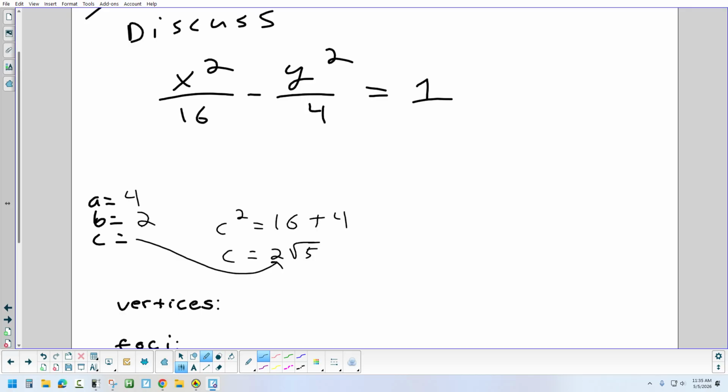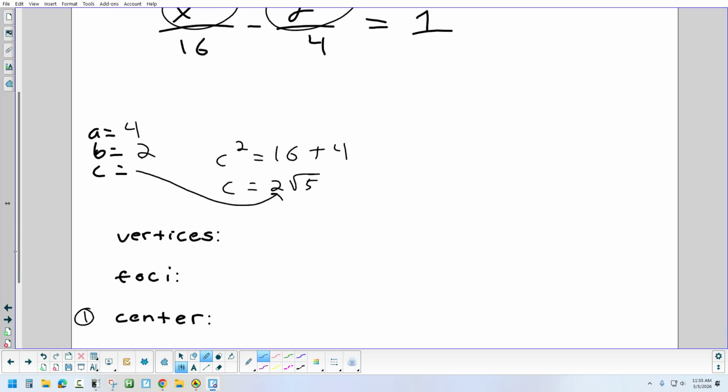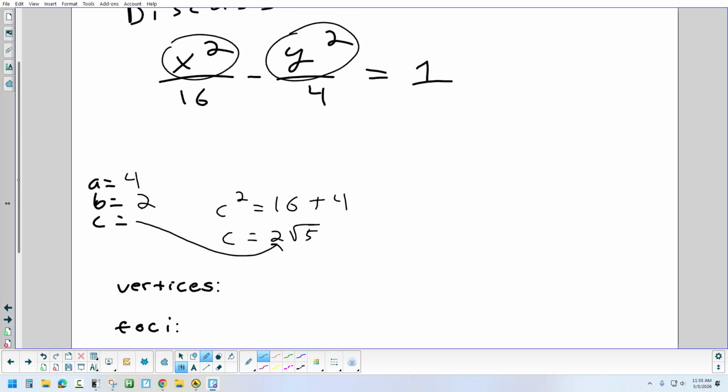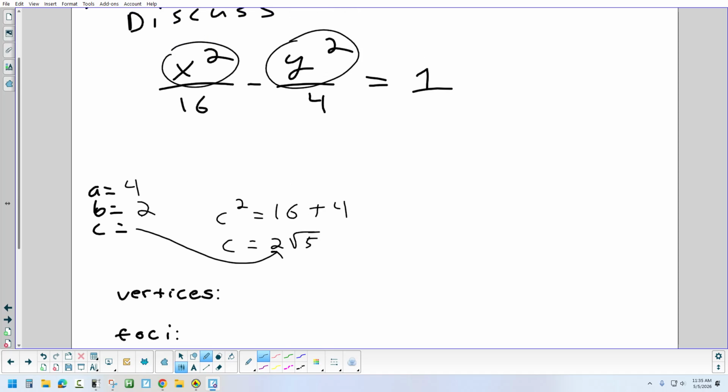You'll know when it's not 0, 0 because this and that are going to look just like an ellipse. They're going to have the minus or the plus with it. If there's no minus or plus, we're going to put the center at 0, 0. Which way does my transverse axis go? Two choices. Yep. Horizontally. How come?